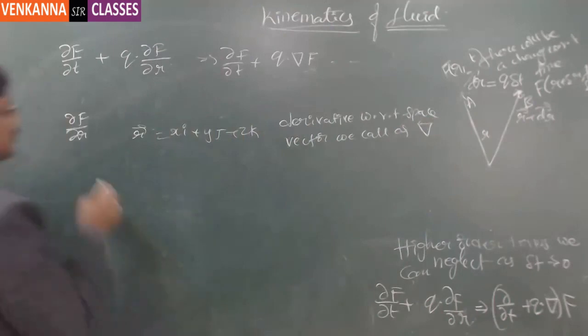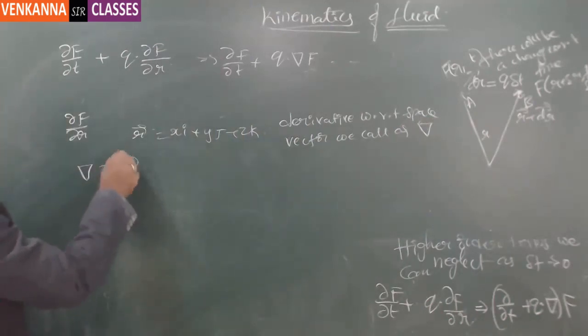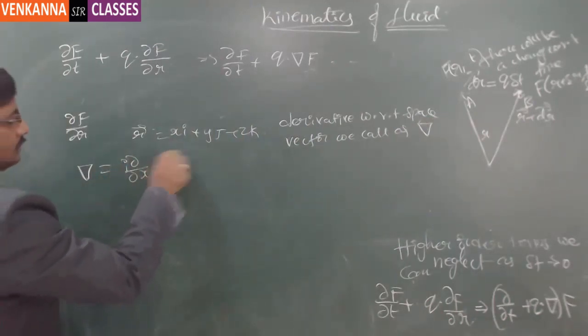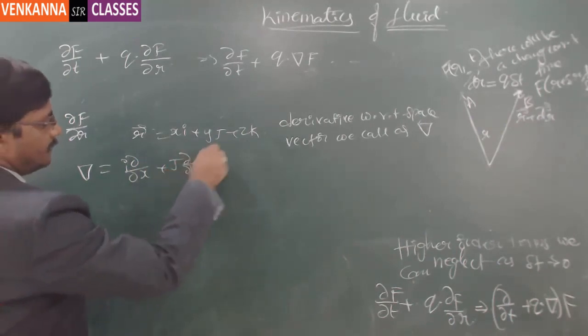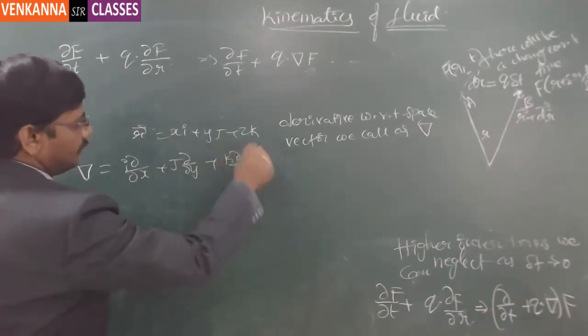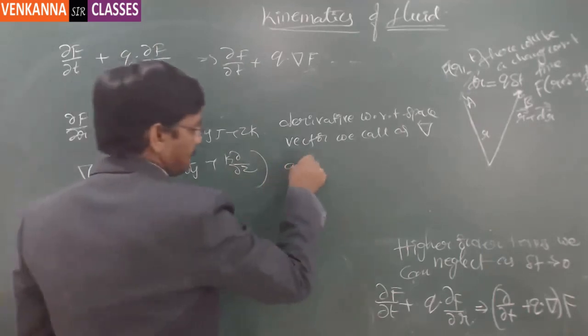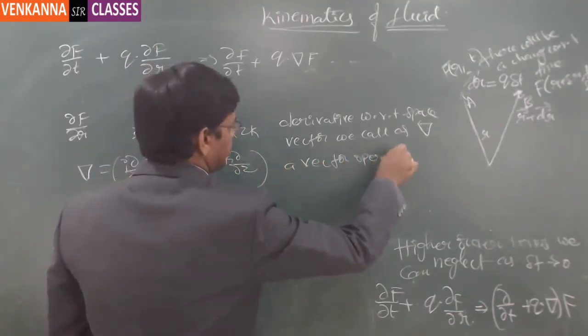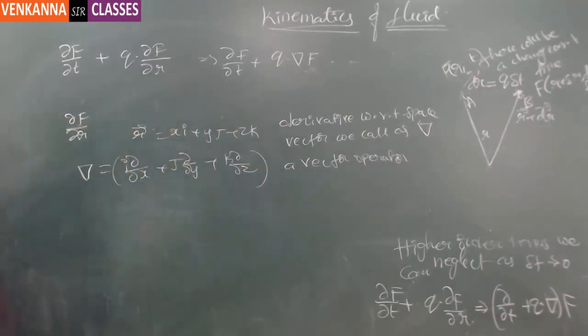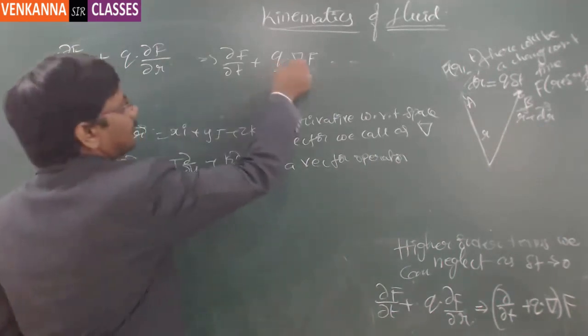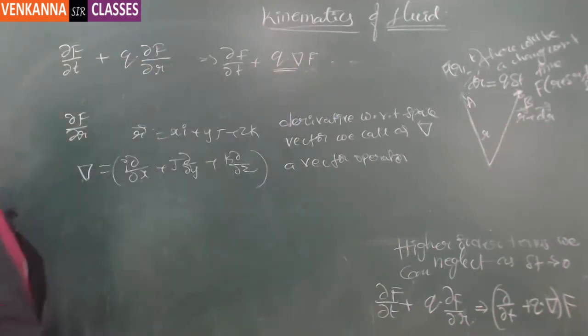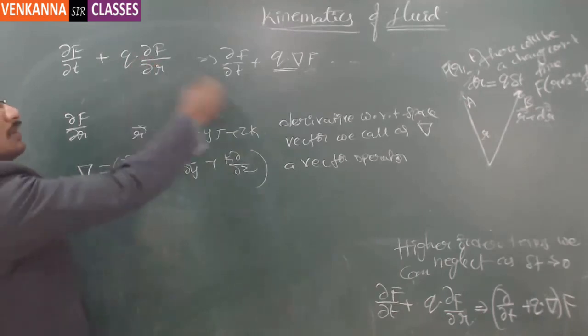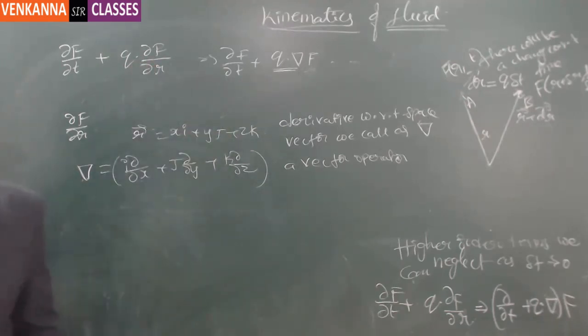So, del is defined as i dou by dou x plus j dou by dou y plus k dou by dou z. So, this is a vector operator. This was in short written as q dot del. So, q is as usual coming from the equation, but dou f by dou r is treated as del f. Got it or not?